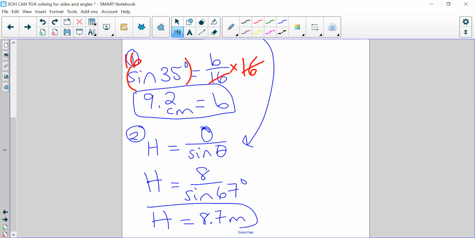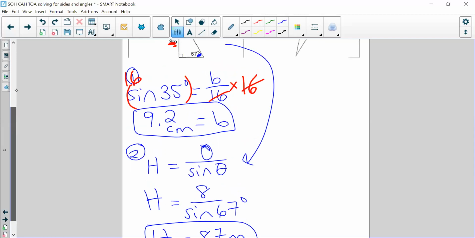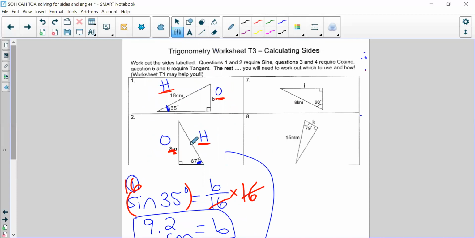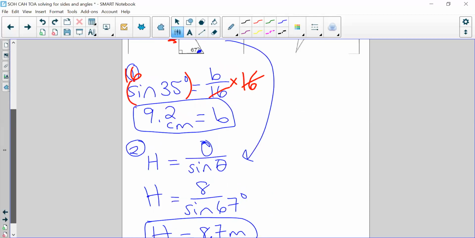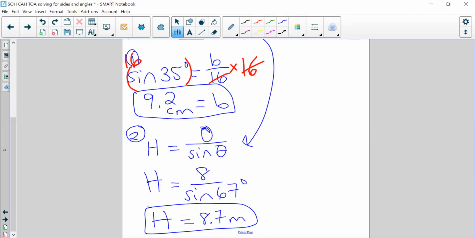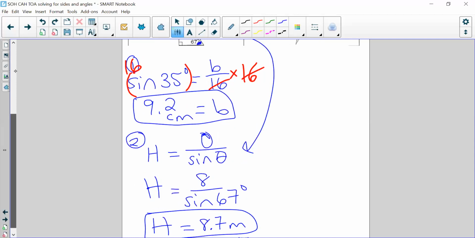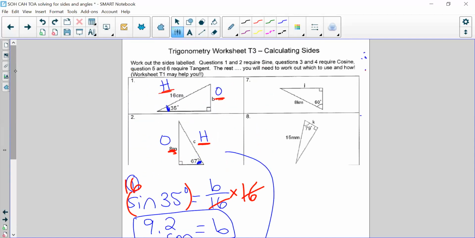And if we want to just kind of use logic here to make sure we're doing this correctly, my hypotenuse should be longer than opposite. It should be my longest side. So 8.7 is longer than 8. So that does appear to be correct. If you'd accidentally multiplied, you'd get a side shorter than 8. And please be a good problem solver and ask yourself if your answer makes sense.